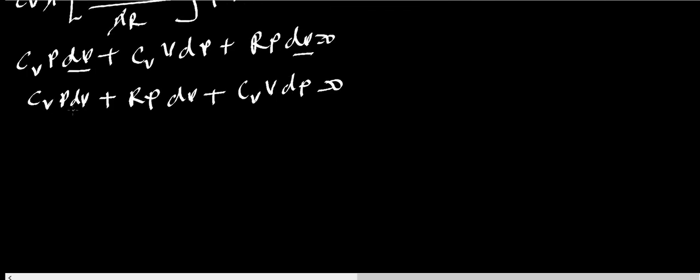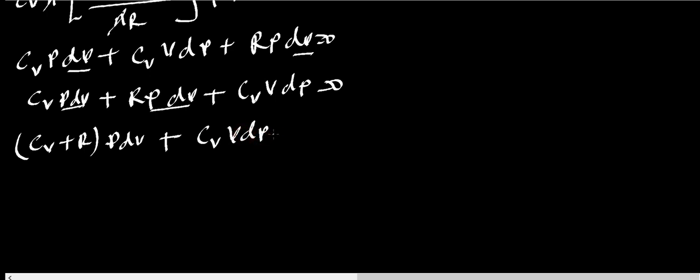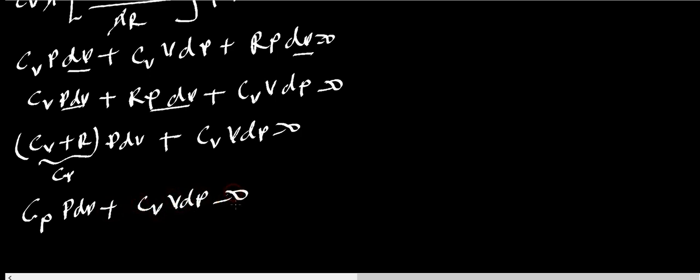Here, the P dV term has a common factor, so CV plus R times P dV plus CV V dP is equal to zero. But CV plus R equals CP. Therefore, CP P dV plus CV V dP is equal to zero. Let's divide both sides by P and CV.